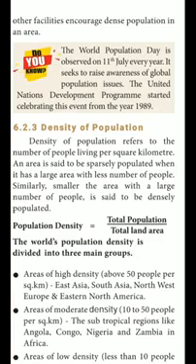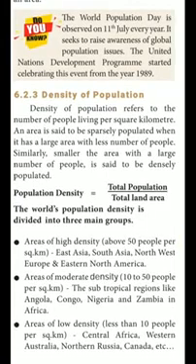Okay, students. Next one is the density of population. This is also very important. Please listen. What do you know about this density? Number of people, isn't it? Density of population means number of people. So density of population refers to the number of people living per square kilometer. In 1 square kilometer, how many people are living? That is the density of population.